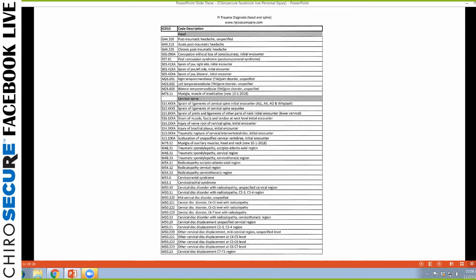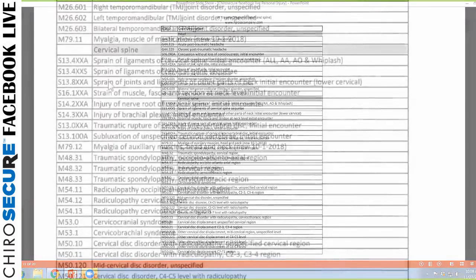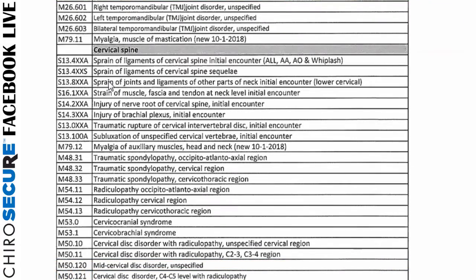Whiplash. S138XXA is for other parts. So technically, potentially, if you're trying to describe a pretty severe injury to the neck, you want to use both codes to demonstrate the upper and lower. Now you're going to notice I put also with it the S code to indicate sequelae. And so there's often a lot of confusion about this sequelae, or do I use A, D, or S?